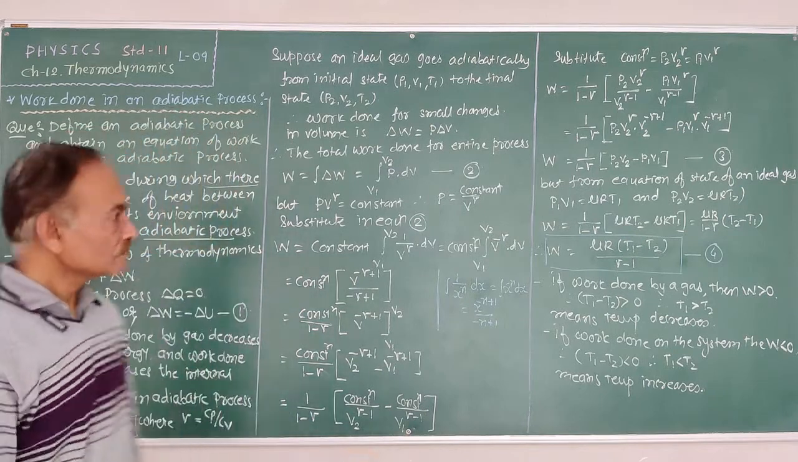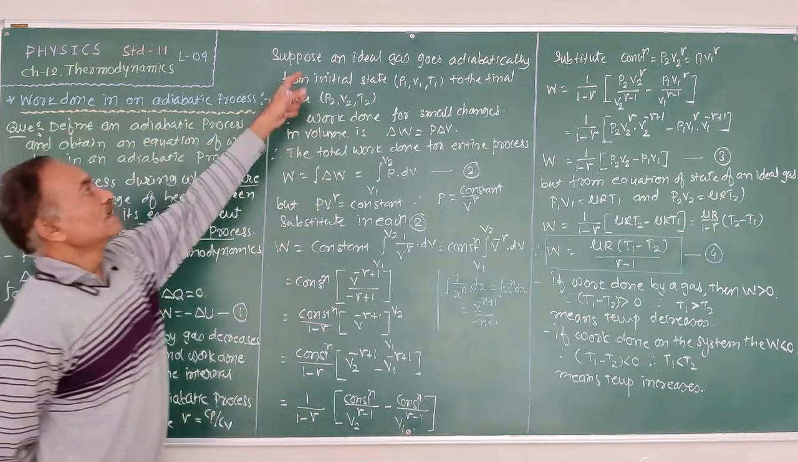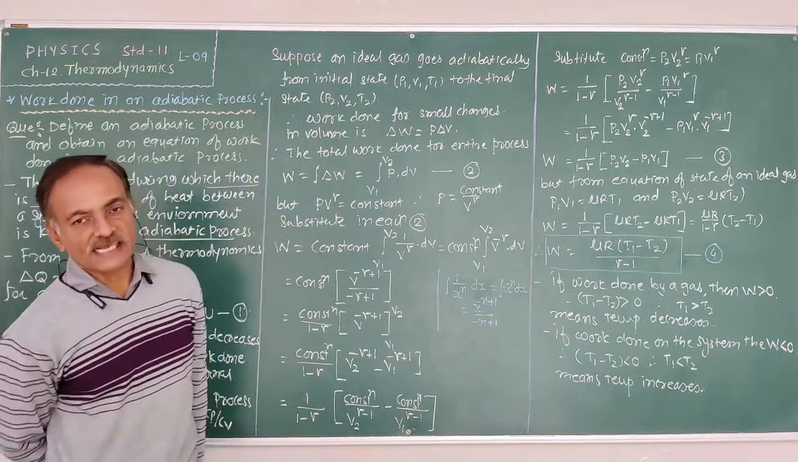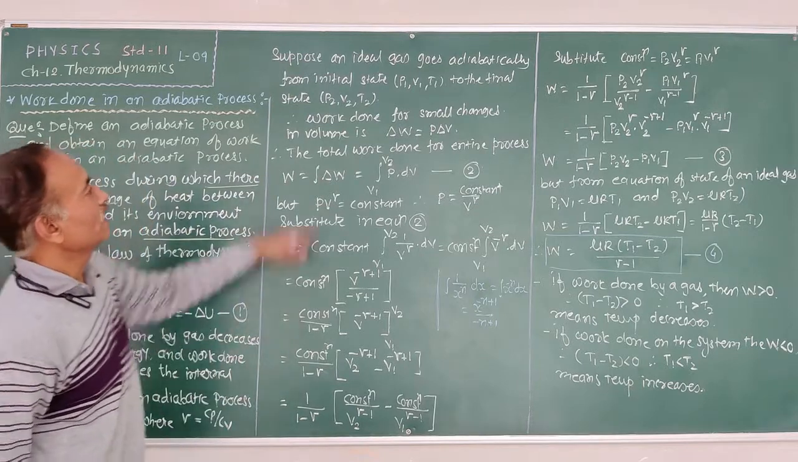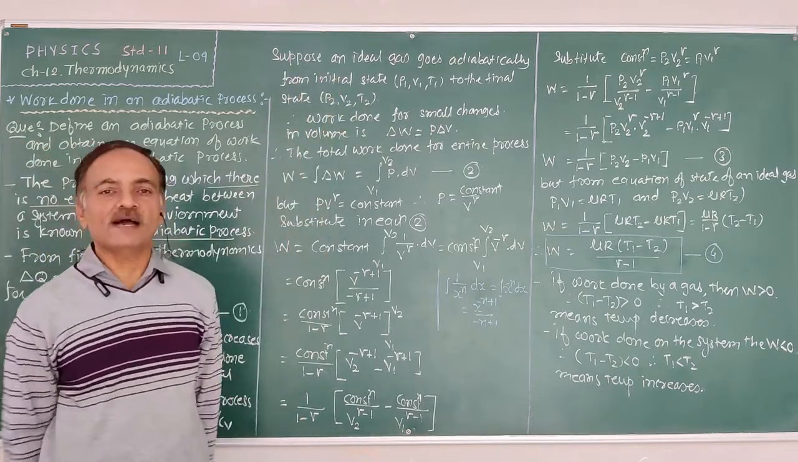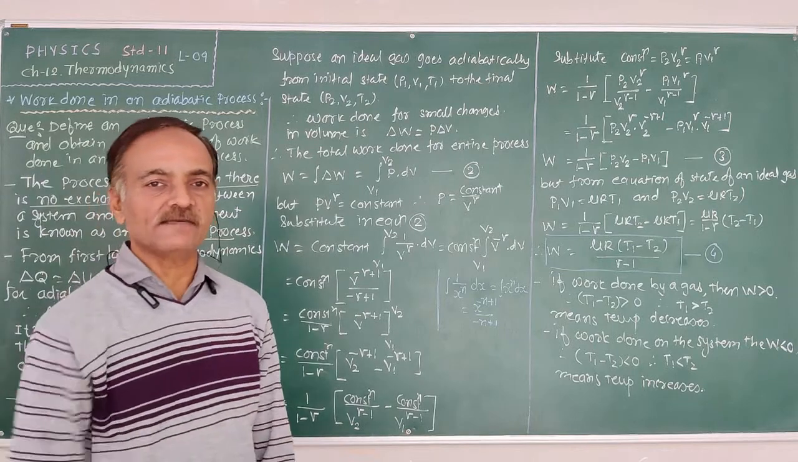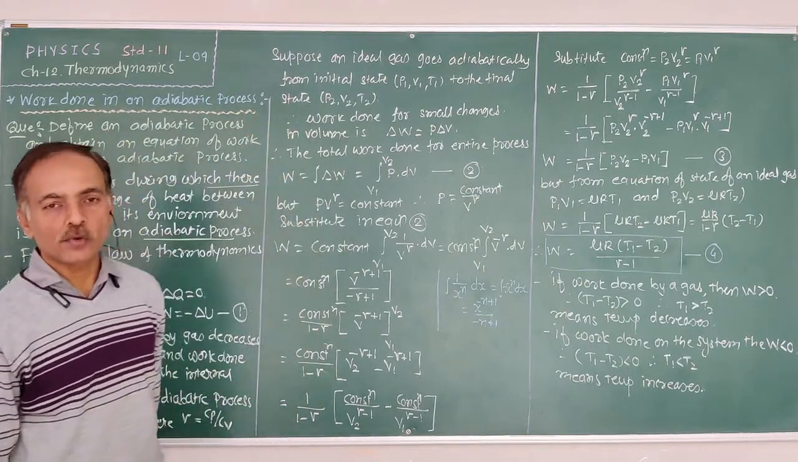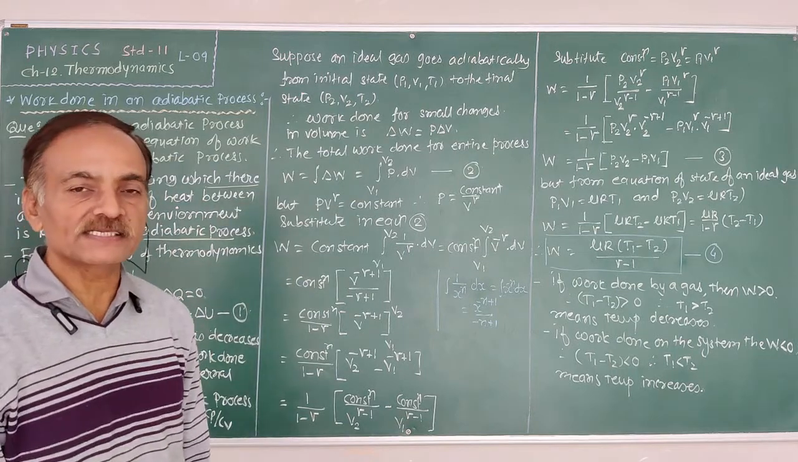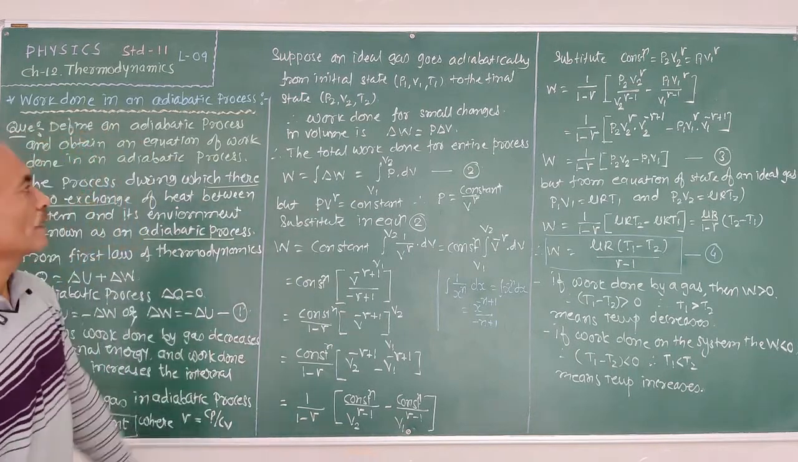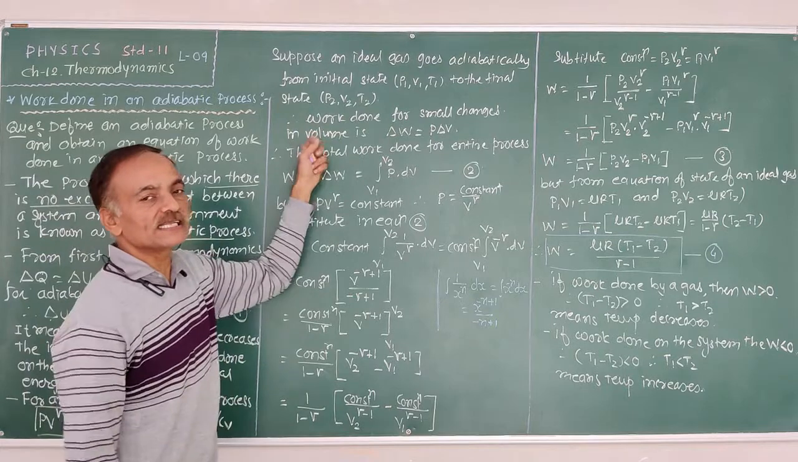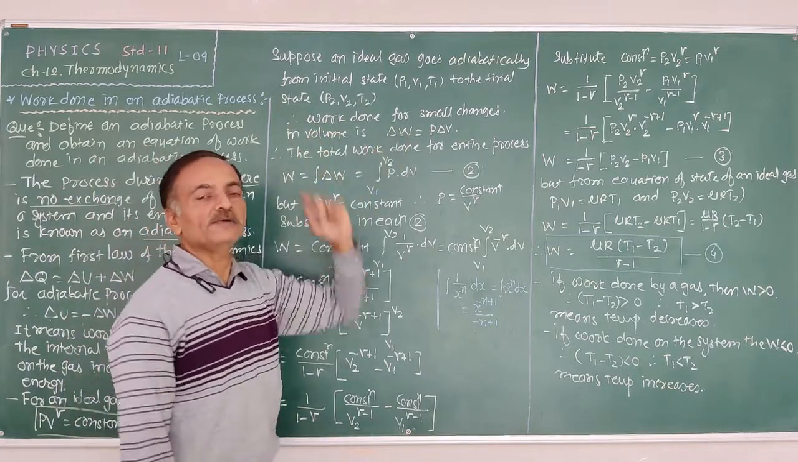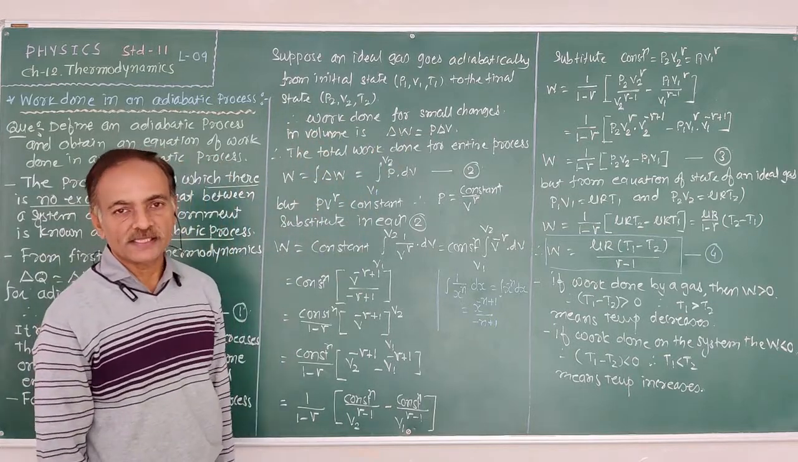Right. For that purpose, suppose an ideal gas goes adiabatically from initial state pressure P1, volume V1, temperature T1 to the final state pressure P2, volume V2 and temperature T2. The work done for small changes in volume, delta W, is equal to P delta V.